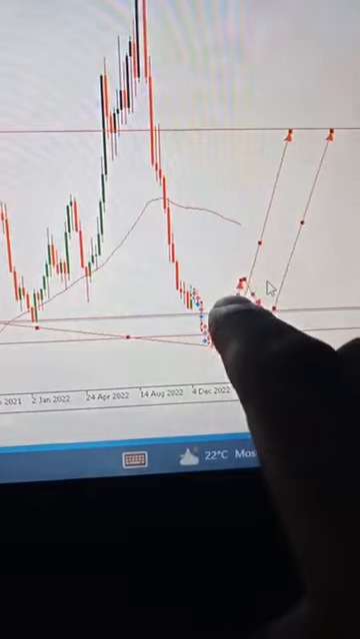They broke here. They broke this line. They came back to retest on a weekly level. So if they break this on a weekly level, it indicates that in a few weeks they will buy and then reverse back to do a retest.